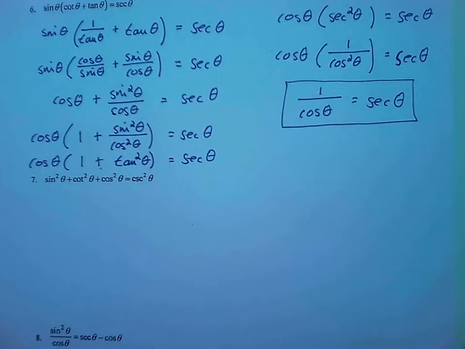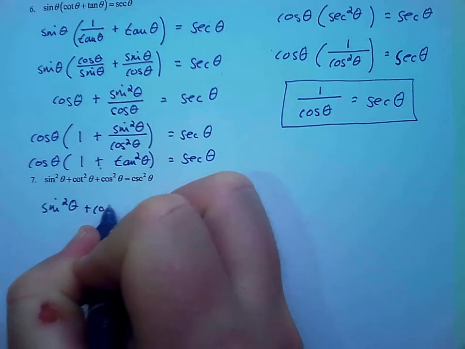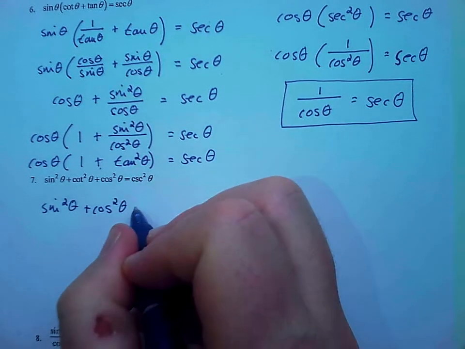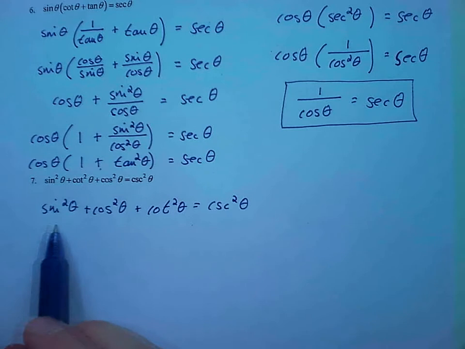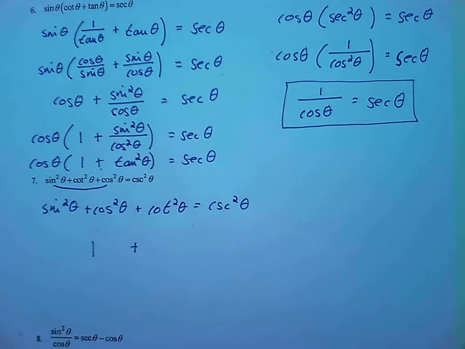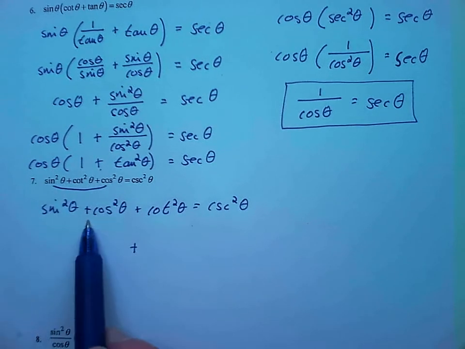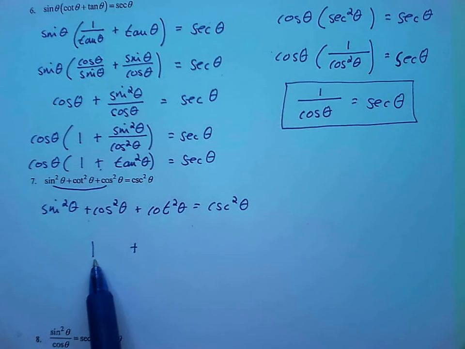All right, let's go on to number 7. Sine squared of theta plus cotangent squared of theta plus cosine squared of theta is equal to the cosecant squared of theta. Well, one of the things that we know is that the sine squared of theta plus the cosine squared of theta is equal to what? Well, the sine squared of theta plus cosine squared of theta is just equal to 1. So all that I did right here is I just rewrote the left-hand side of the equation to put the sine squared of theta and cosine squared of theta next to each other so that we can recognize that these two things, based off of one of our Pythagorean identities, is equal to 1.